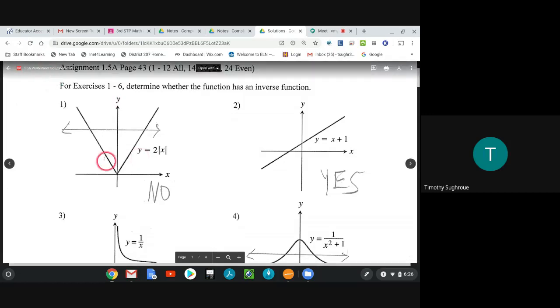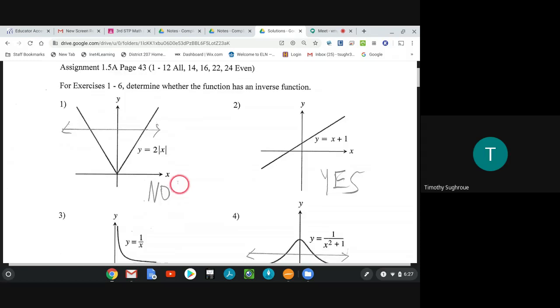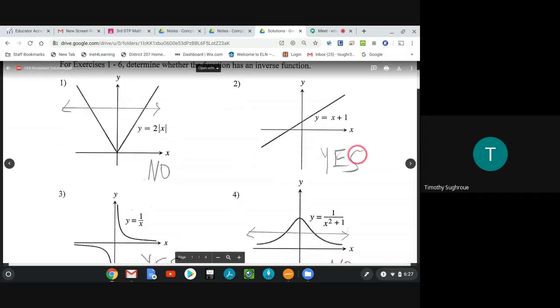So this is a function. It passes the vertical line test, but it is not one-to-one because it does not pass the horizontal line test. So no, it does not have an inverse. This next one has an inverse. It's an always increasing function.